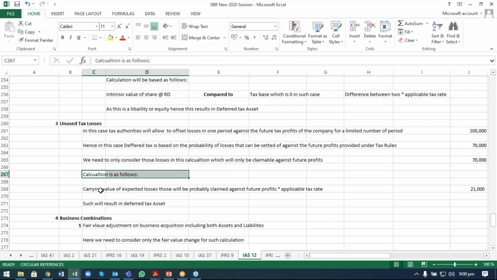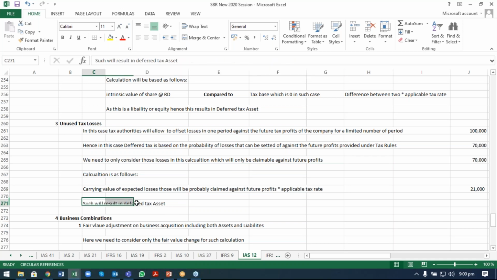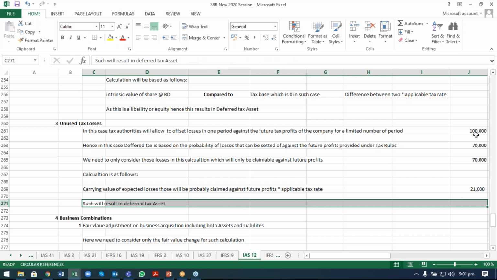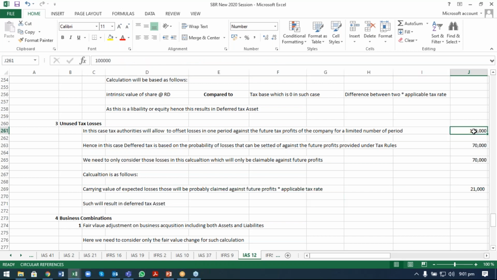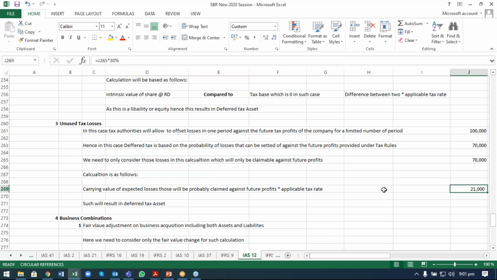How can you calculate it? The carrying value of expected losses that will probably be claimed against future profits, multiplied by the applicable tax rate, is known as a deferred tax asset. For example, 100,000 are the total losses of a company, and it's highly probable that the company is going to generate a profit of only 70,000. So we can only create a deferred tax asset against a value of 70,000, not against any other value. If the applicable tax rate is 30%, 21,000 is the deferred tax asset that should be recorded in the books of accounts.